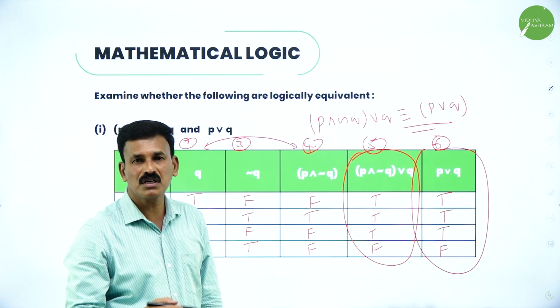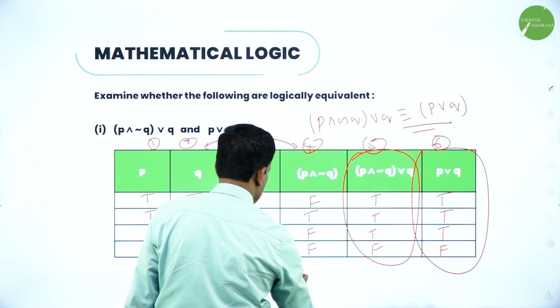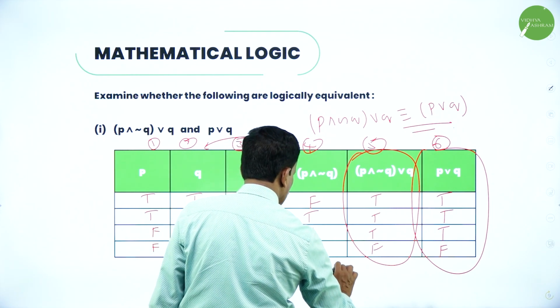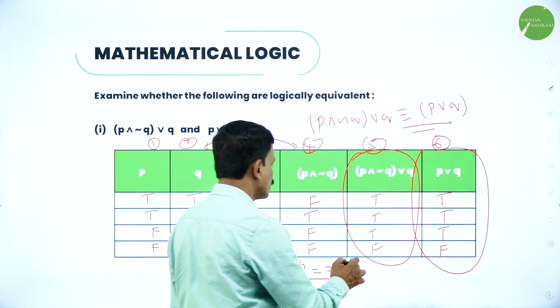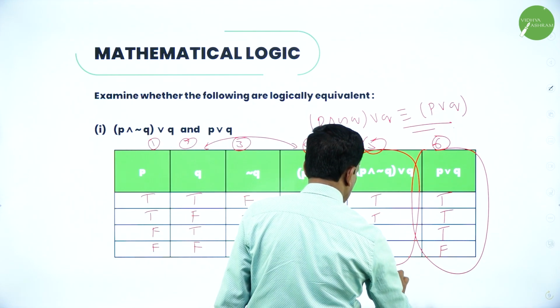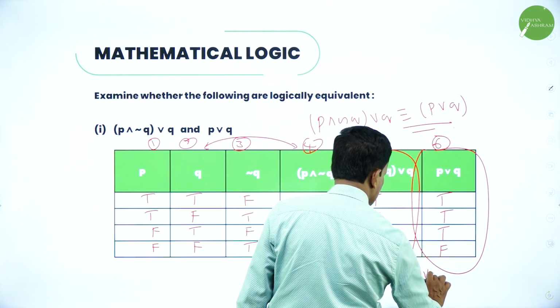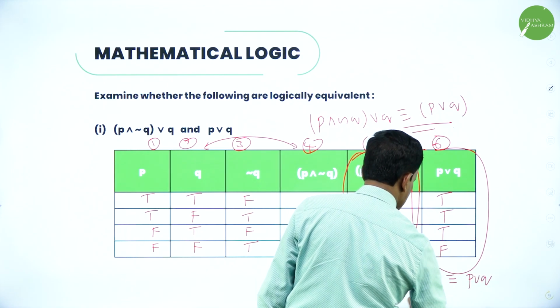So therefore they are logically equivalent. The truth values of the 6th and 7th columns are the same. Therefore we can say that (P ∧ ¬Q) ∨ Q is logically equivalent to P ∨ Q.